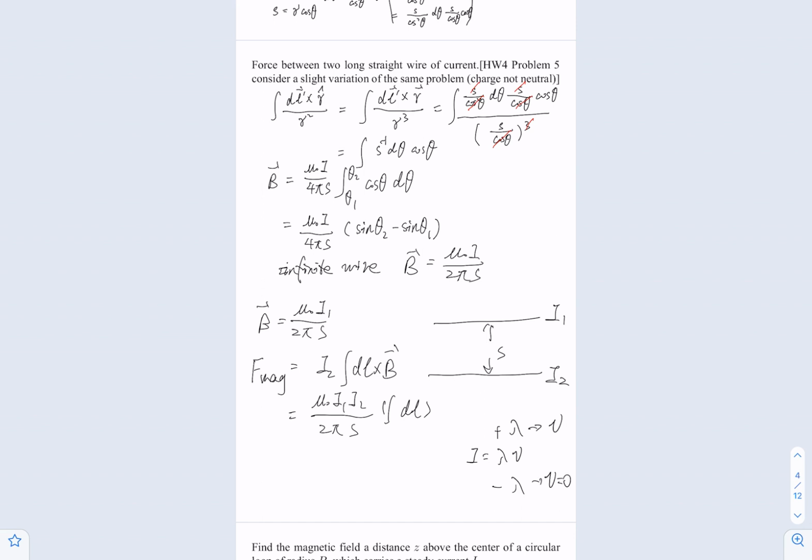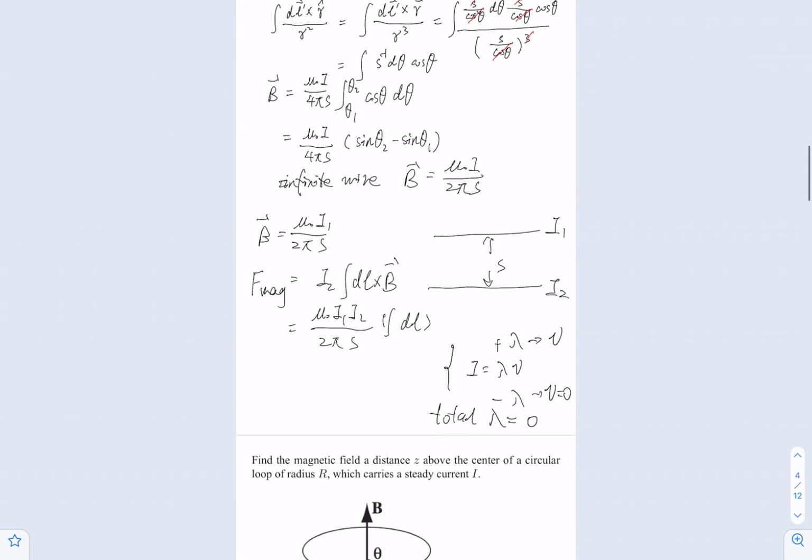Because you can think of this, if you superpose the two of these, then the total charge will be 0. But there can still be a current. So a current can be independent of charge.